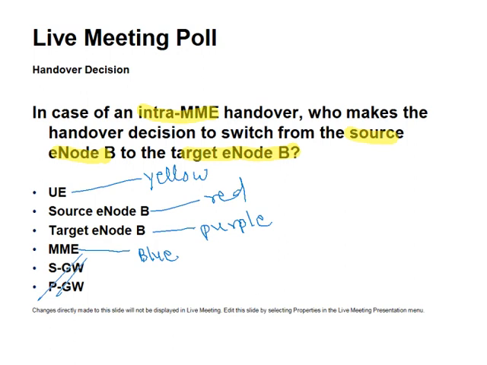So source to the target. And I gave you one rule regarding who makes the handover decision. What was that rule? Who makes the decision? Ten seconds.